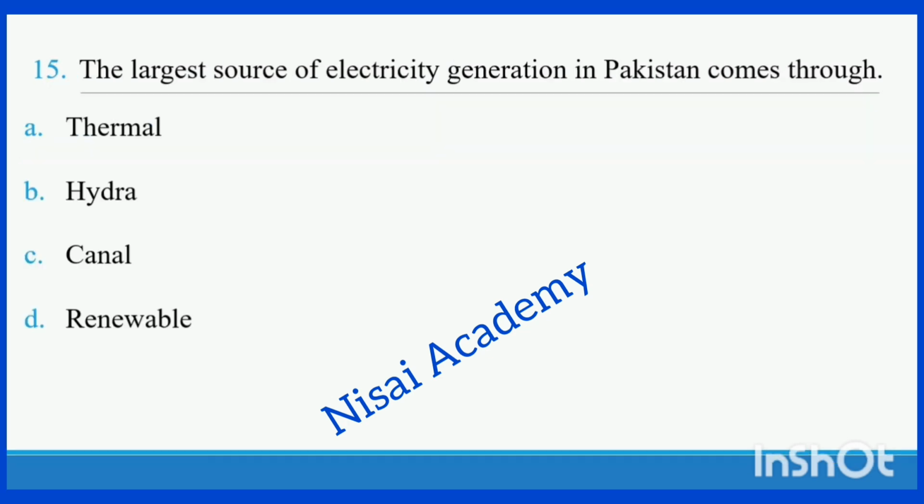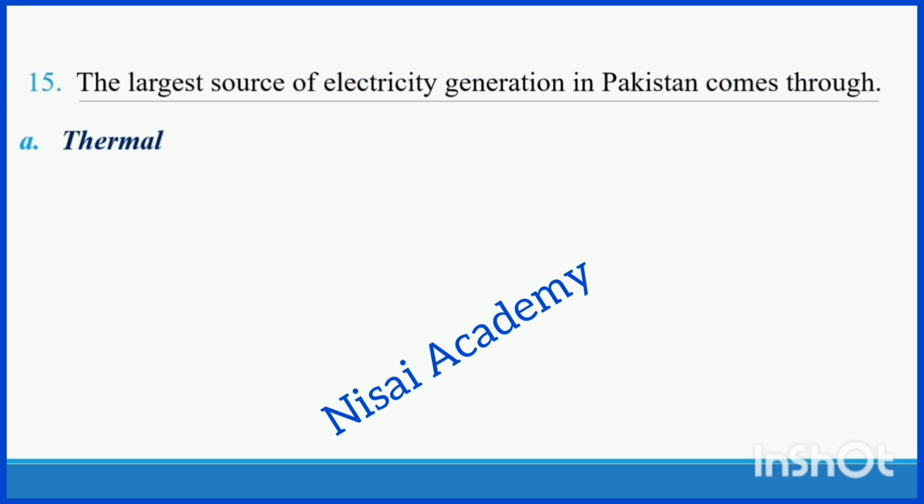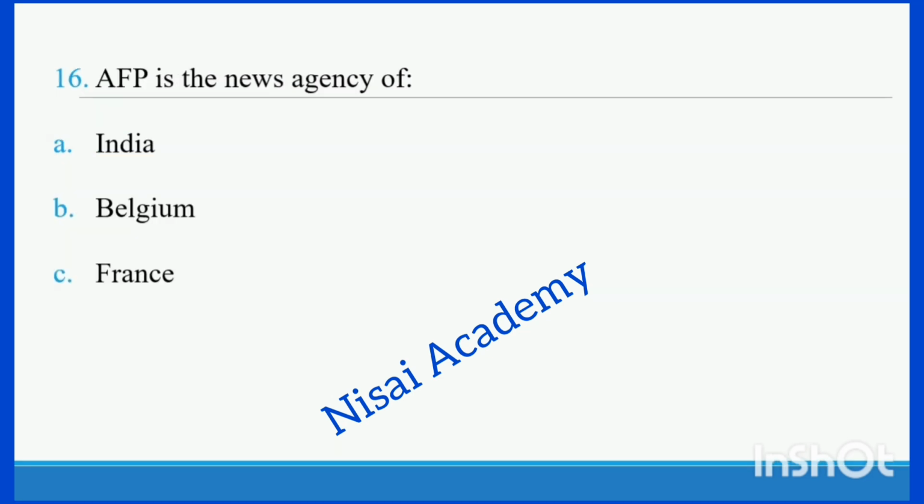Question 15. The largest source of electricity generation in Pakistan comes through option A thermal, option B hydel, option C canal, option D renewable. Thermal is the largest source of electricity generation in Pakistan. Right answer, A, thermal.